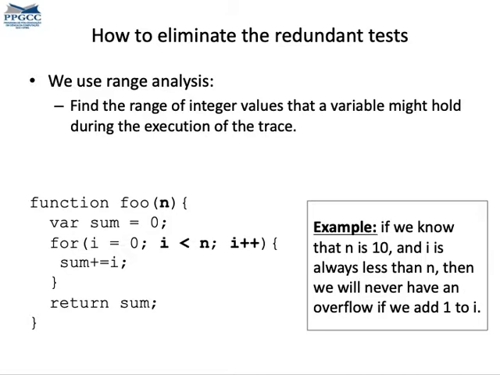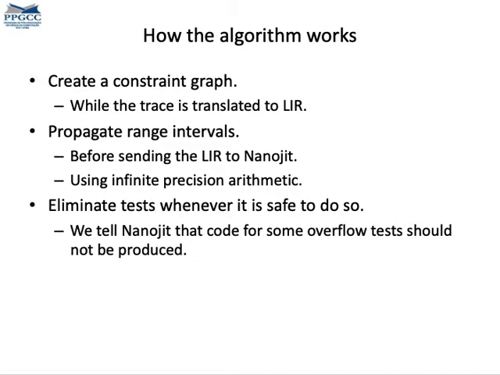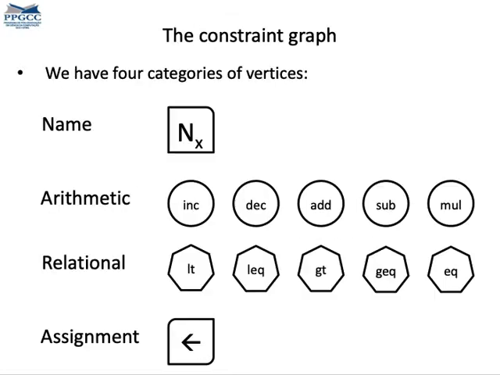I will illustrate it with this example program on the left. We don't actually know the number of iterations of the loop by just looking at the program. However, we are generating code at execution time, so we can check the value of n in the interpreter's stack. That will let range analysis be more precise. So how does the algorithm work? We will create a constraint graph and propagate ranges along this graph. Then we will use the solution of these constraints to eliminate some overflow checks.